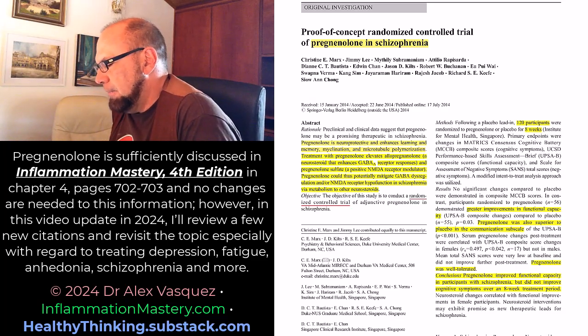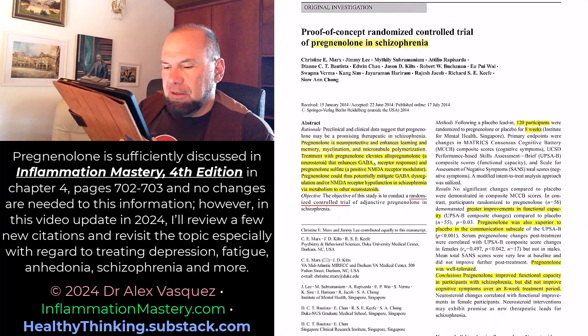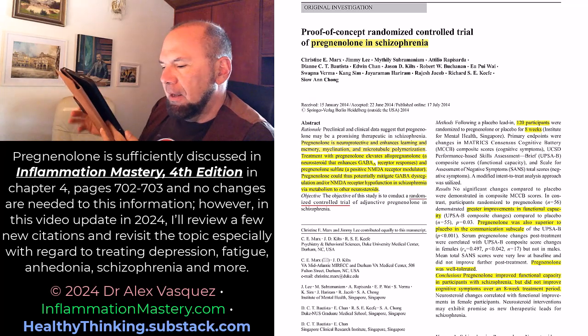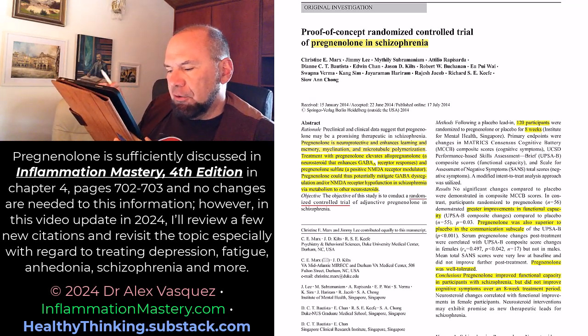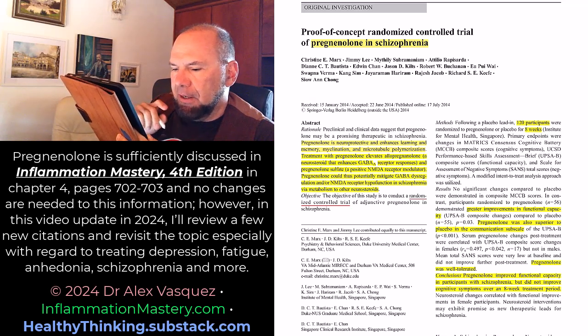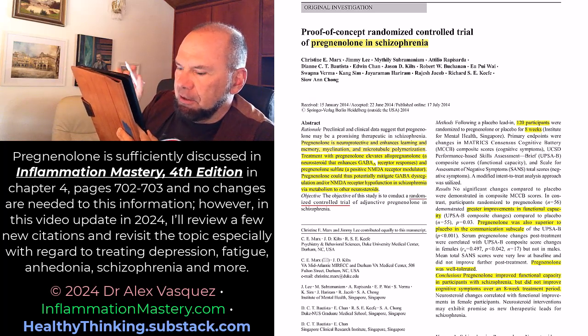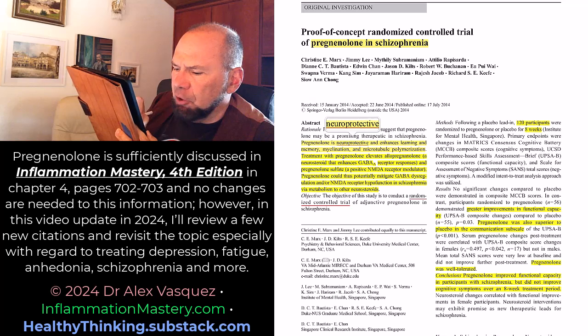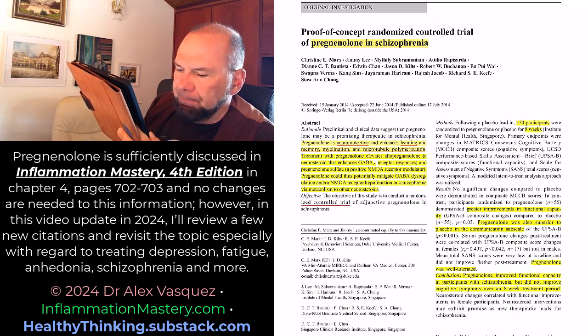So let me pull this up a little closer to my face, and I'll take my glasses off so I can just read it and get through this data pretty quickly. The first, as you would expect, the first introductory paragraph provides a good summary, so I'm going to read part of that right here. Pregnenolone is neuroprotective. Let me underline while I go. Pregnenolone is neuroprotective and enhances learning, memory, myelination, and microtubule polymerization.